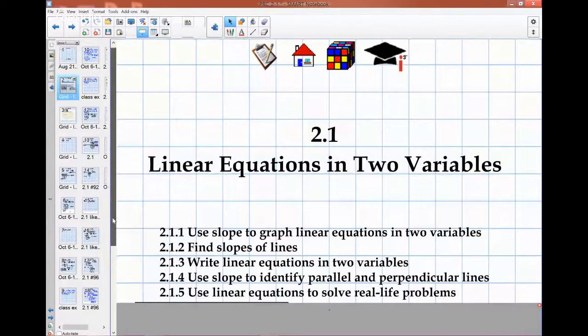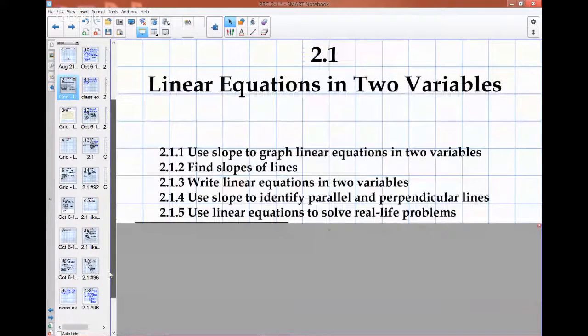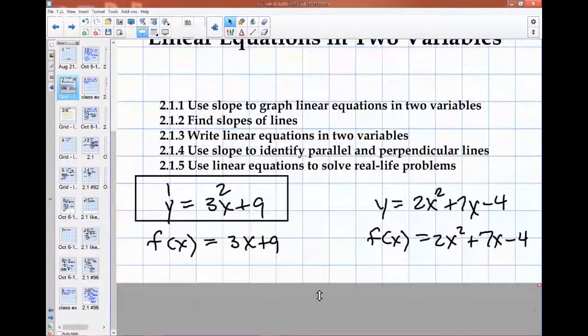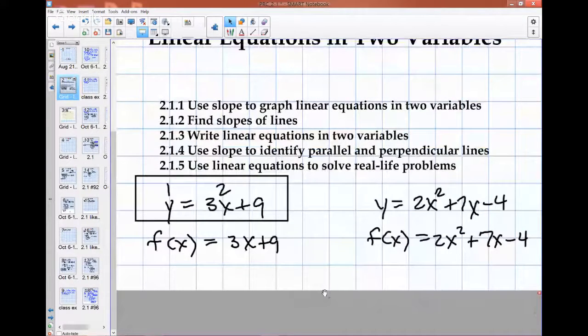Now, at the bottom here, I just wanted to show you what they mean by linear equations in two variables. So in the box here, you see y equals 3x plus 9. That's a good old equation. And I was just showing you that there are two variables. That's where the book is, that type of linear equations in two variables.